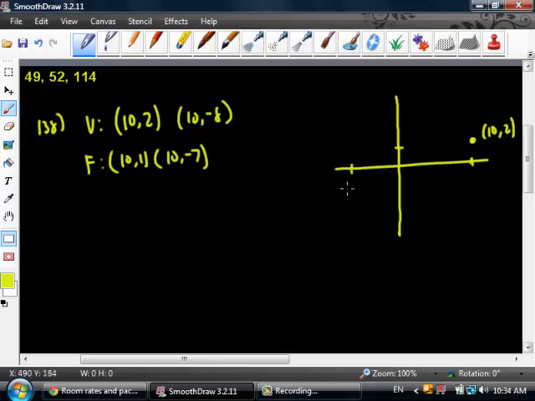And then (10, negative 8). Oops. (10, negative 8) will be down here. So this is (10, negative 8). And then my foci are at (10, 1), so right here, and at (10, negative 7), so here.